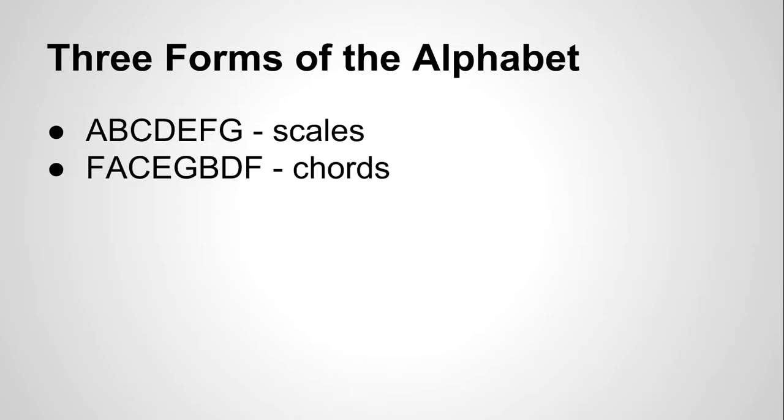So our 3 forms of the alphabet are first form A, B, C, D, E, F, G, which is for scales and consecutive letters. Second form, FACE, every good boy does fine, which is every other letter for chords. And B, G, C, F, which is every 2 letters, which is for key signatures.